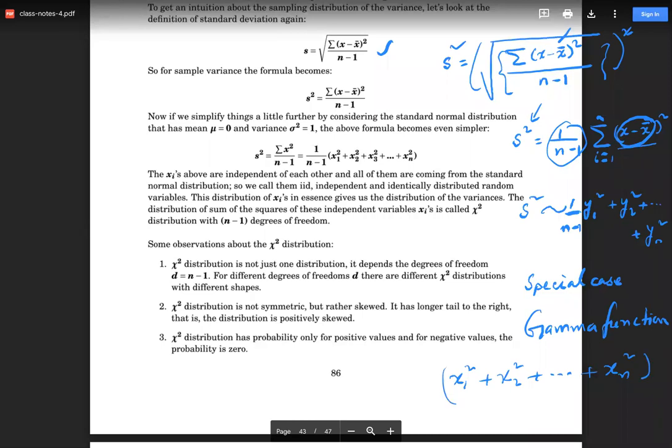This kind of approximately has a distribution. These are independent and identically distributed random variables. So x1 is an independent random variable. It has its own distribution, bell shape assuming, and so do x2, x3. If you take all of this into consideration, the distribution you get is called the chi-square distribution.